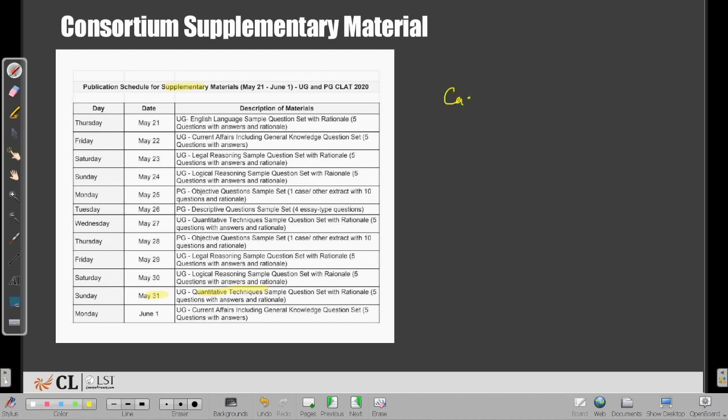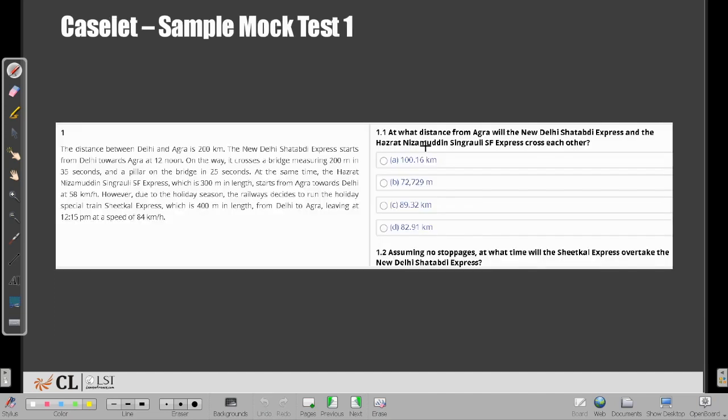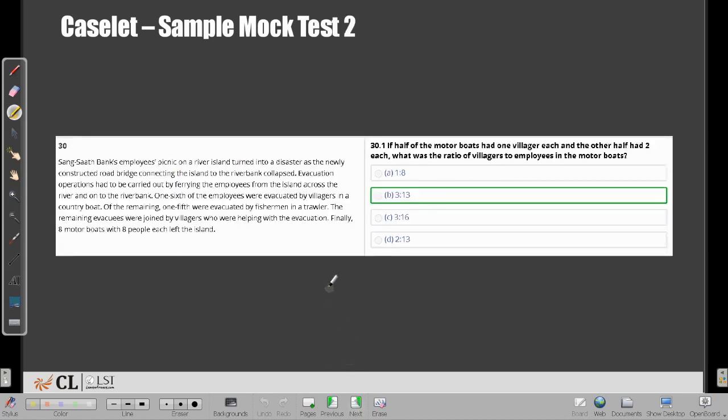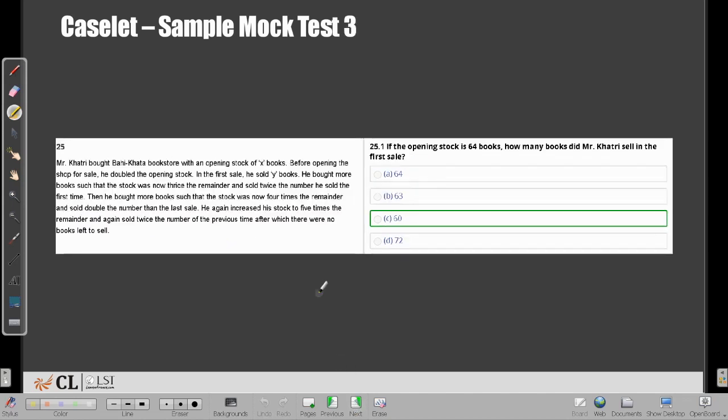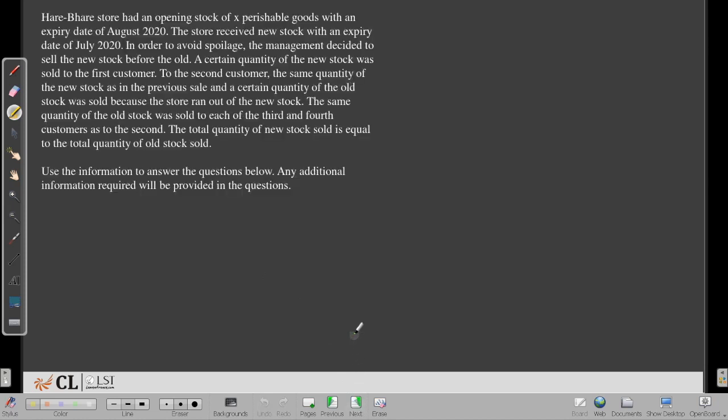And this is based on a caselet. We have seen caselet questions in sample mock test number 1, sample mock test number 2, sample mock test number 3 as well from CLAT Consortium. Sample mock test number 1 had a question on time, speed, and distance. Sample mock test number 2 had a question based on linear algebra. Sample mock test number 3 also had a question on linear algebra, which also had opening stock and sales. And this particular caselet is very similar to that, opening stocks and sales.